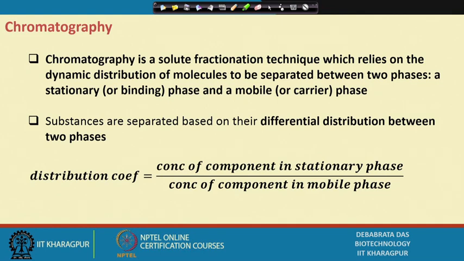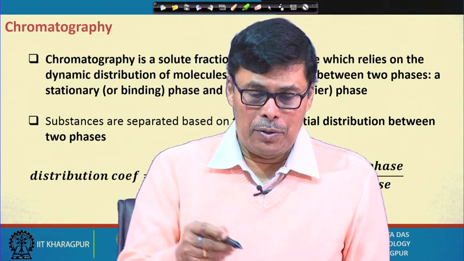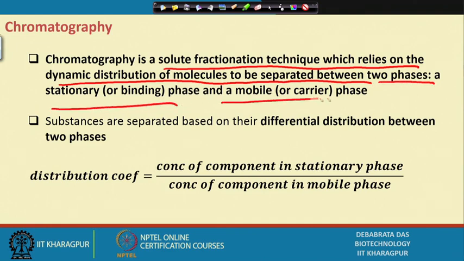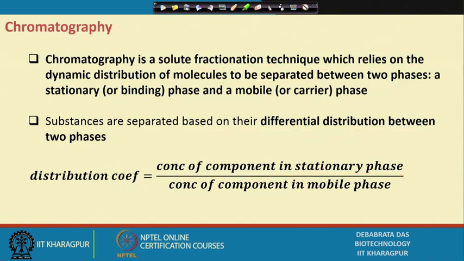Chromatography technique is largely used for the separation of different components present in the reaction mixture. Chromatography is a solute fractionation technique which relies on the dynamic distribution of the molecules to be separated between two phases, a stationary phase and the mobile phase. The substrates are separated by differential distribution between the two phases. The distribution coefficient is the concentration of the component in the stationary phase over the concentration of the component in the mobile phase. This is how we can express that.